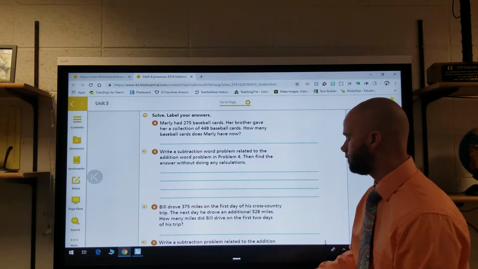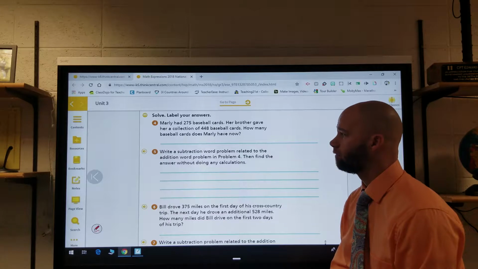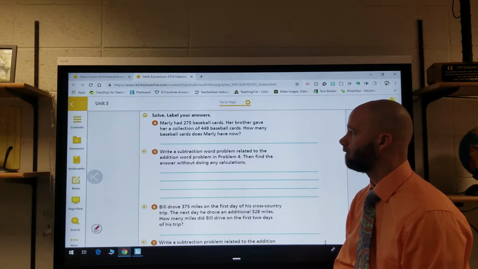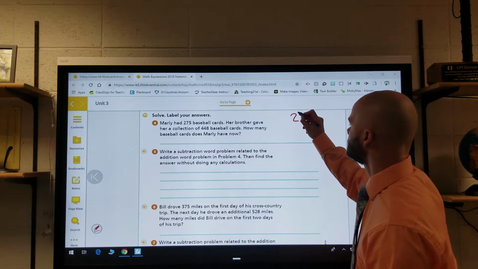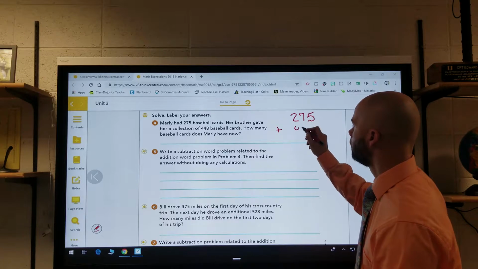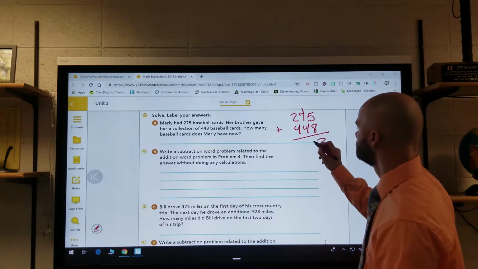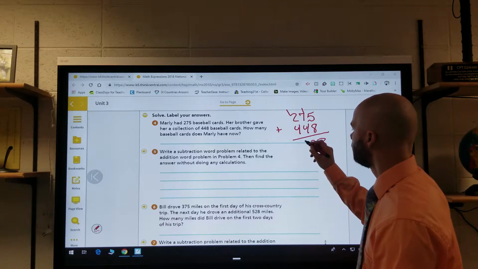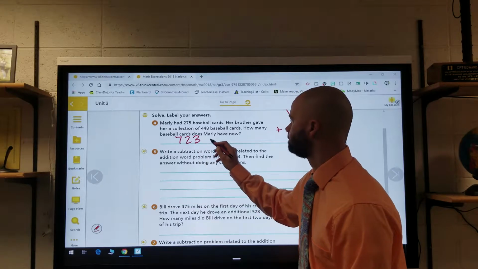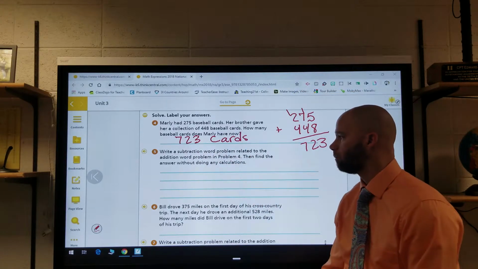All right, so solve and discuss. Solve and label your answers. Mary had 275 baseball cards. Her brother gave her a collection of 448 baseball cards. How many baseball cards does Marley have now? So she had 275. Her brother gave her some more, 448 more. So that gives her 723 baseball cards.